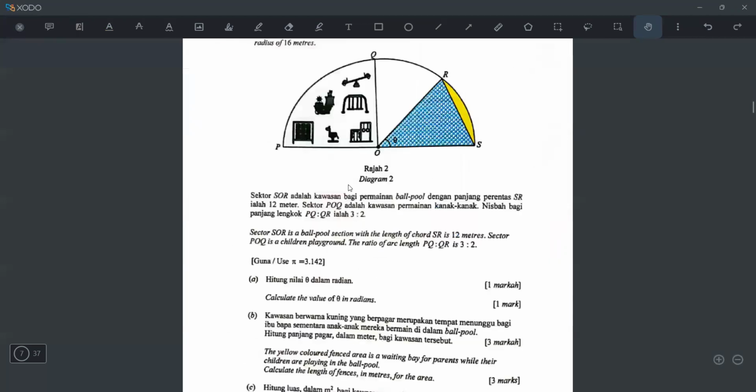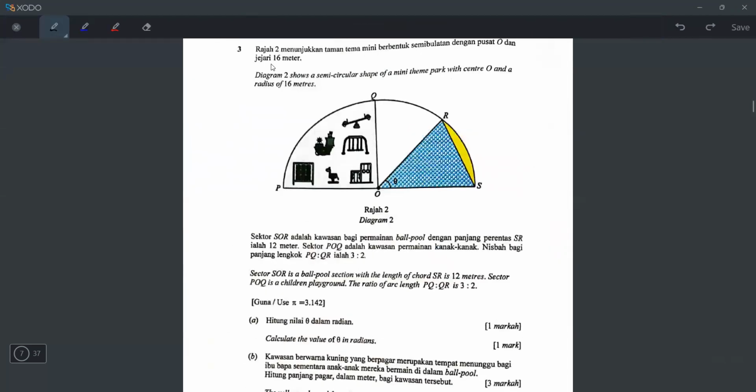Okay, let's go to the next question, number 3. Diagram 2 shows a semicircle. Semicircle means 180 degrees, or in radians, it will be pi, because one circle is 2 pi, so half a circle is pi radian, of a mini theme park with center O and a radius of 16. So here is 16, here is 16, here also 16, because these are all radius.